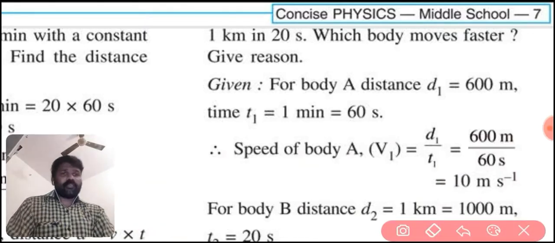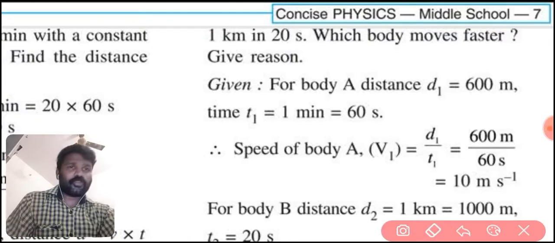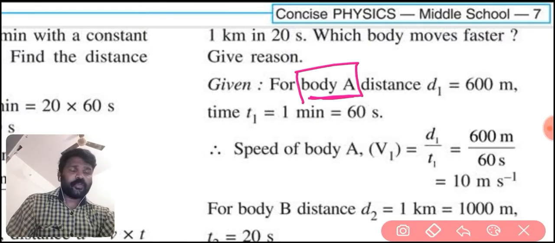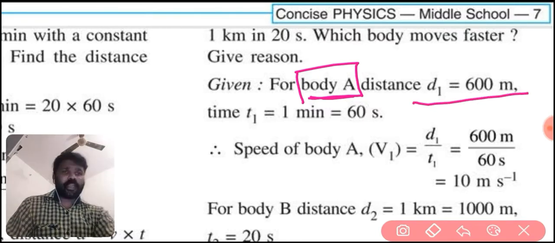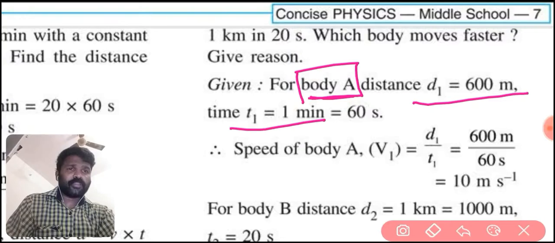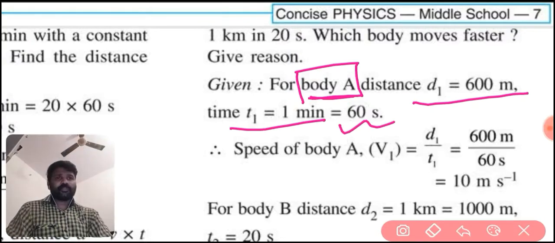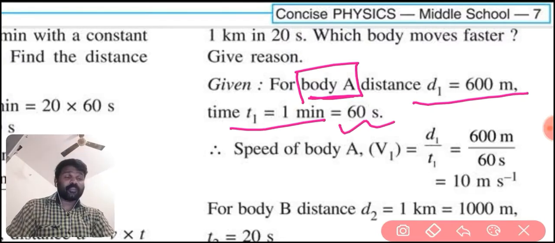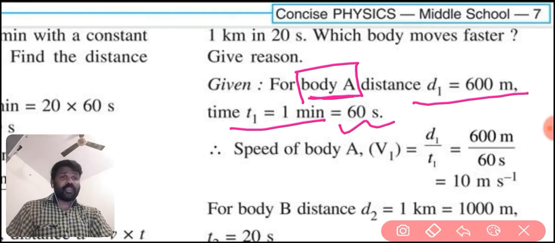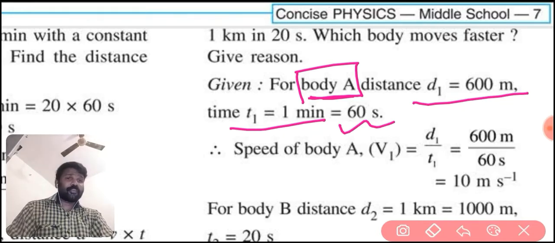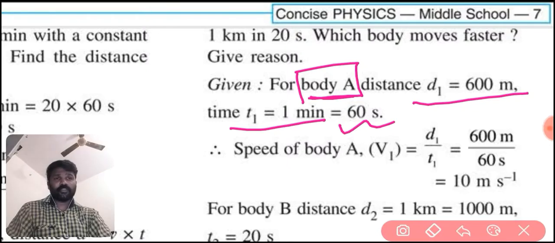We are going to consider body A first. For body A, the distance d1 is equal to 600 meter, time t1 is equal to 1 minute, that is equal to 60 seconds. Okay, for body A, the details are given here.